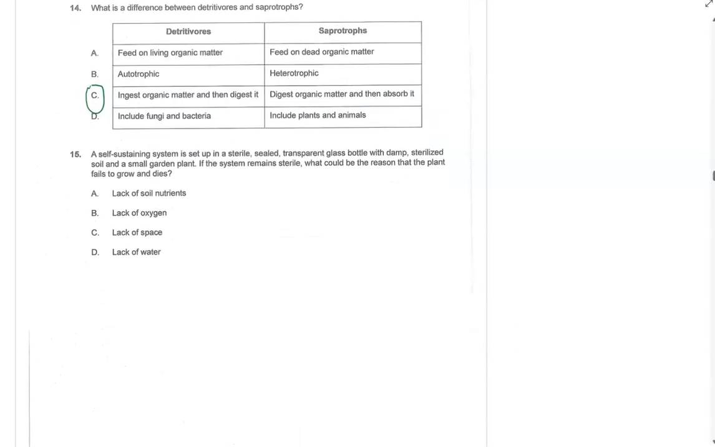Question 15, a safe, sterile, sustaining system is set up in a sterile, sealed, transparent glass bottle. What could be the reason that the plants fail to grow and die? That would be the lack of oxygen, which it would need to grow because it's going to need to have oxygen for respiration.